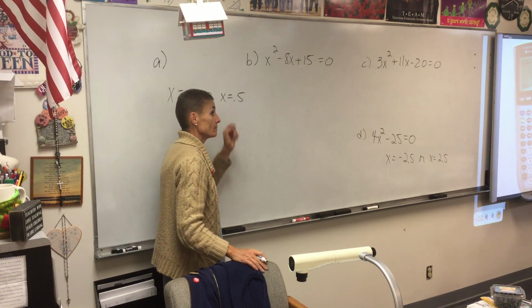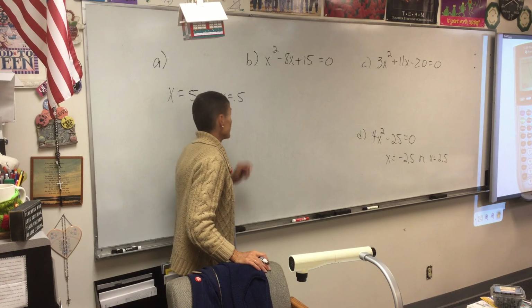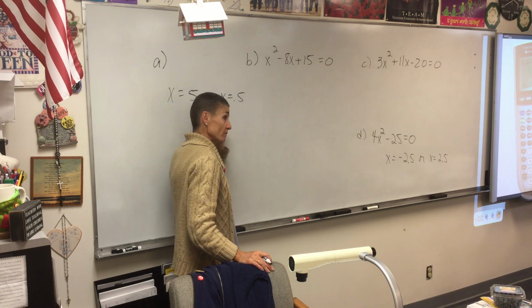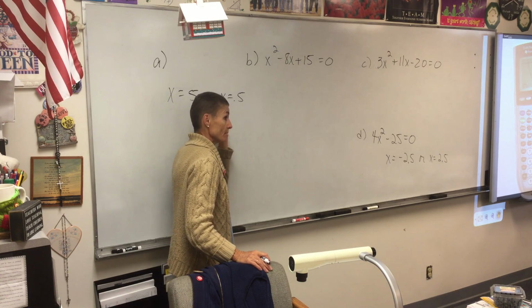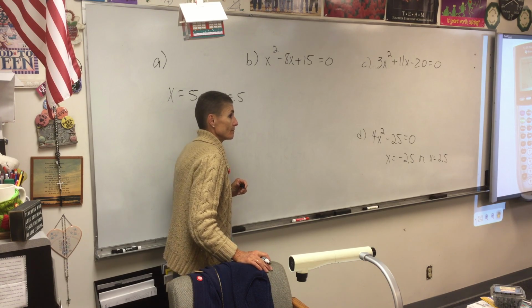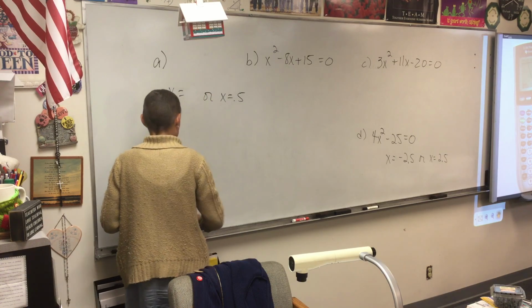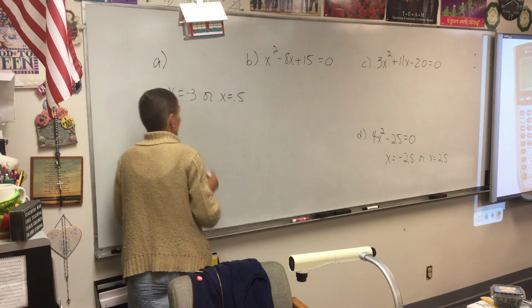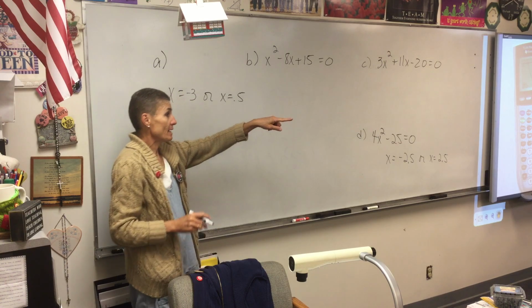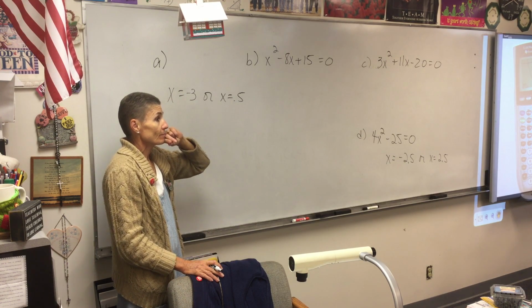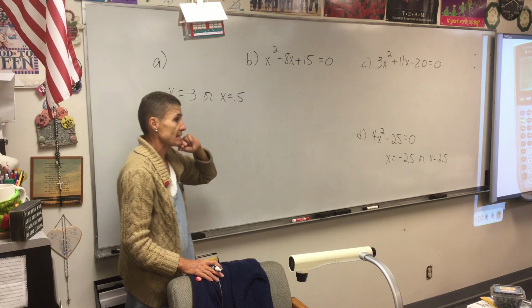5 and 0.5? Oh, no, I didn't get 5. Did you get 0.5? For X, I got negative 2.5. For both of them? How did you get 2 answers? -3 and 0.5. Anybody else get that over there? Are those the zeros? 0.6 is not the same thing.